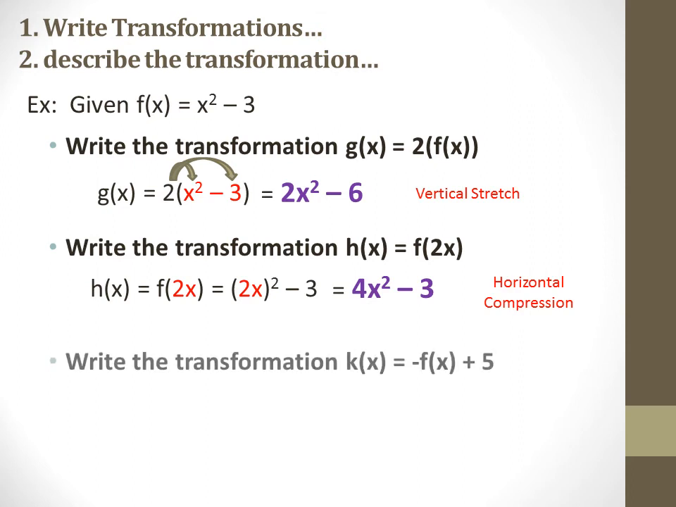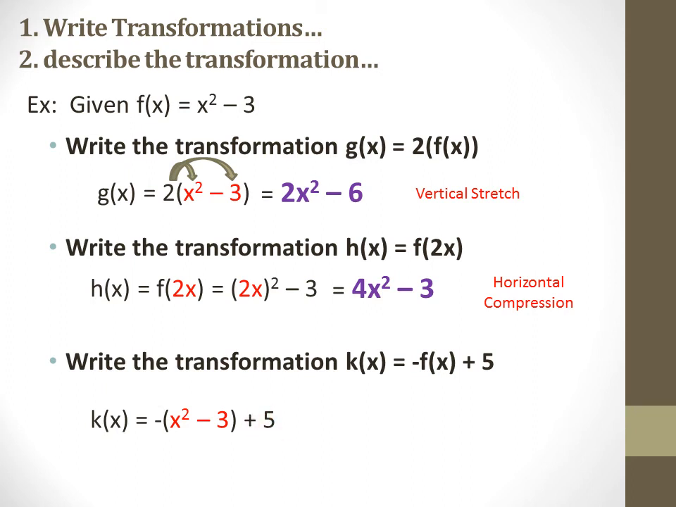Let's take a look at one more transformation of this function. Combination of things going on here. So k of x is going to be negative f of x plus 5. So in this case, we're taking the opposite of the function. So let's sub in f of x again, which is x squared minus 3, in for f of x. And this plus 5 is going to be outside here.